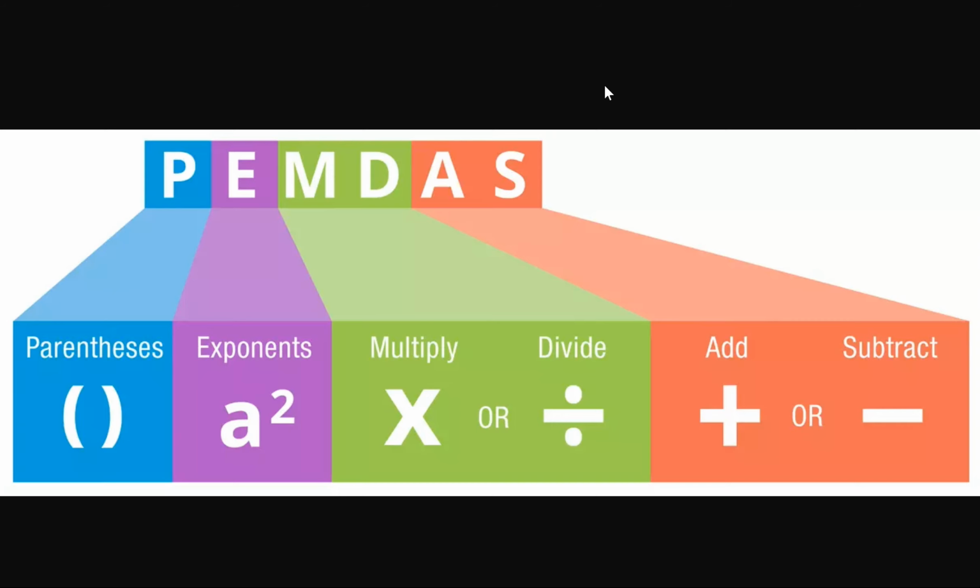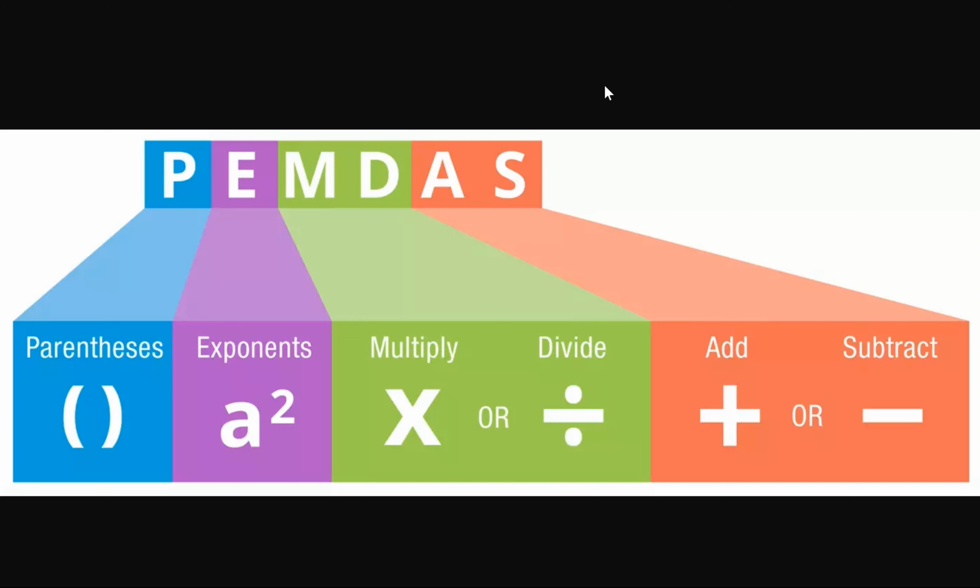Order of operations, we often use this acronym PEMDAS to help us remember which order to do operations in. We always start with parentheses. Whatever is in parentheses, whether it be addition, subtraction, multiplication, exponents, whatever combination of numbers that we have in parentheses, is always done first. And then exponents are done next.